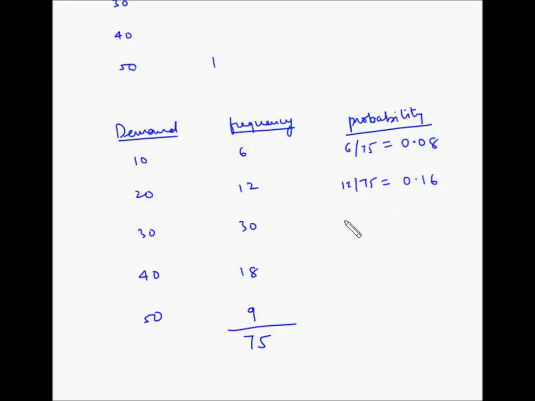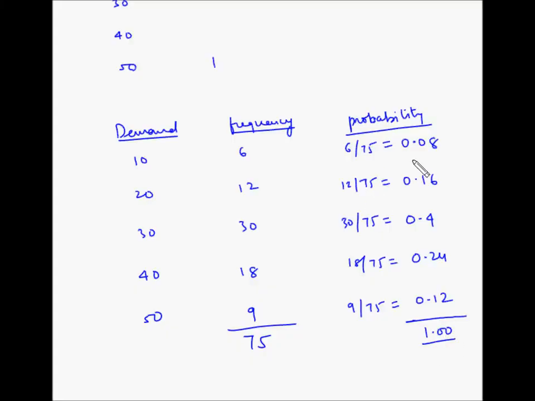The third is 30 by 75, which is equal to 0.4. Fourth is 18 by 75, which is equal to 0.24. And fifth is 9 by 75, which is equal to 0.12. And the total of all of this will be 1.